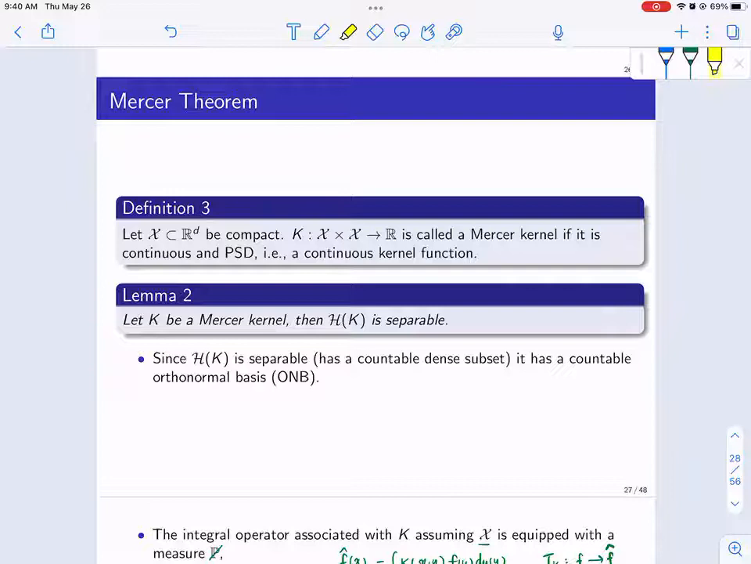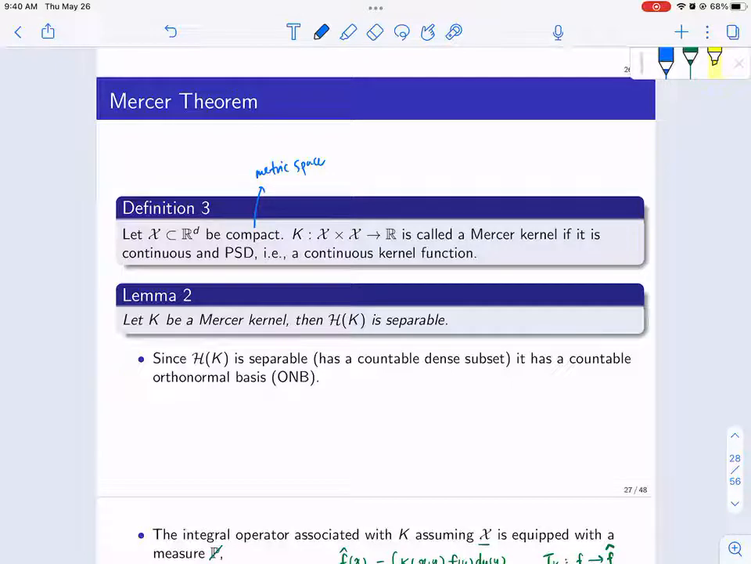A kernel function is called a Mercer kernel if the underlying space X is a compact metric space. It might even be possible to take a compact Hausdorff topological space, but a compact metric space is good enough. And then the kernel is continuous and PSD. That's a Mercer kernel. So the domain is compact, the kernel is continuous, and PSD, any kernel has to be PSD by definition.